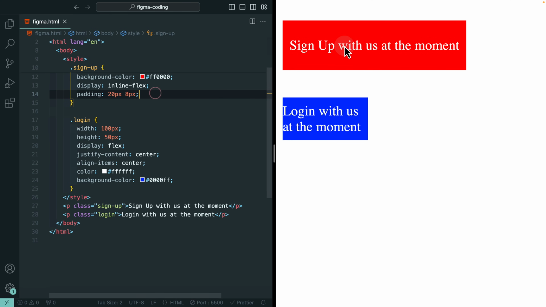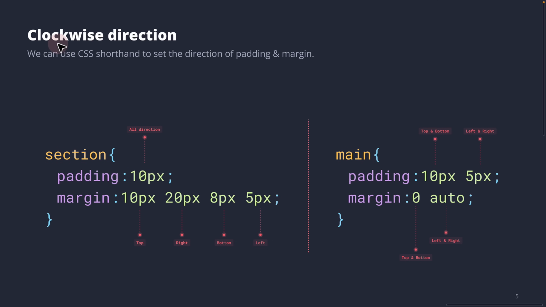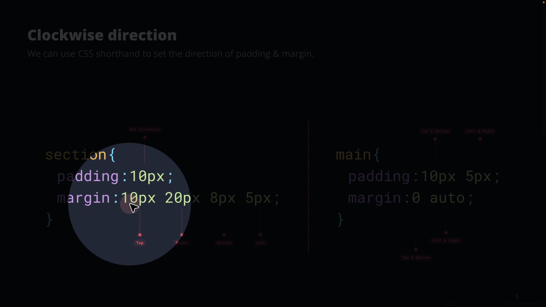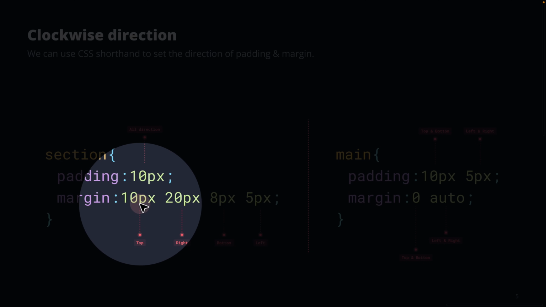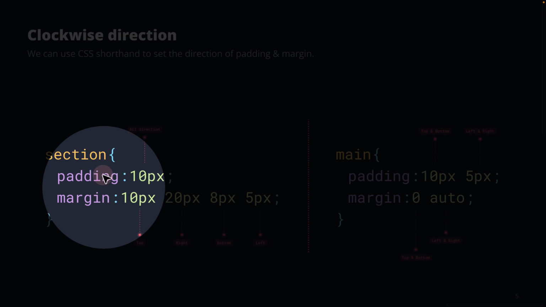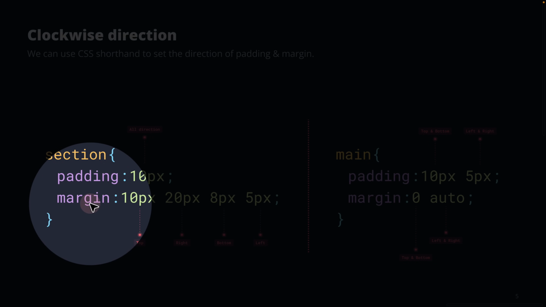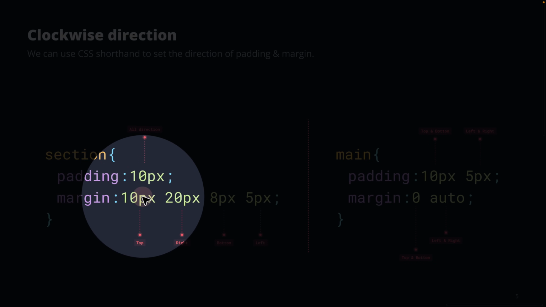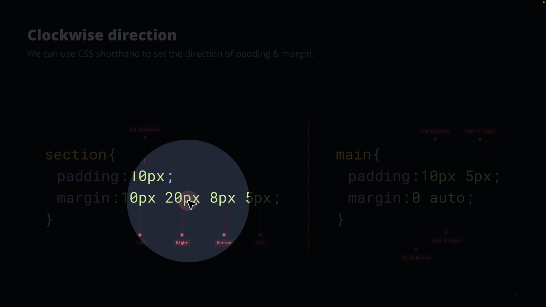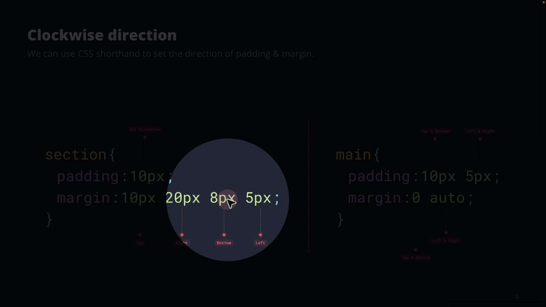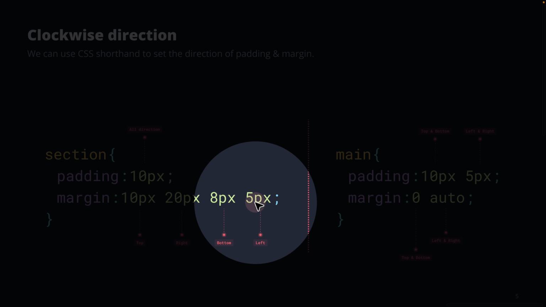And if I decide to individually write this, I can use the clockwise direction. Clockwise direction means if you write your first value with a space followed by your second, the way it works is your first value is always going to be the top. Margin and padding work exactly the same way when it comes to the clockwise direction, which means if I decide to give my padding 10 pixels and a space, that would be applied to the top. And then if I do 20 pixels as my second, that would be applied to the right side. And if I do 8 pixels as my third value, that would be applied to the bottom. And if I finally do another 5 pixels, that would be applied to the left.